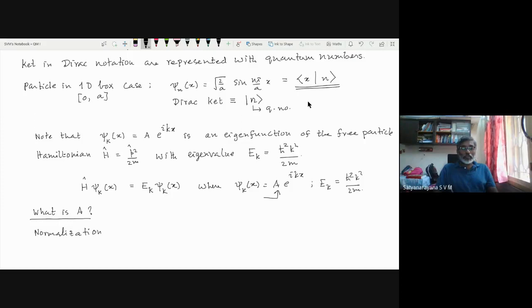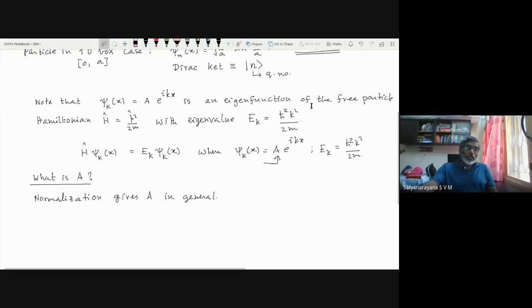Normalization gives A in general. Whereas in this particular case, you will see, suppose I try to normalize this wave function. Consider A square into psi k star of x, I don't have a square here, psi k star of x into psi k of x dx. This should be equal to 1. This is the normalization condition.